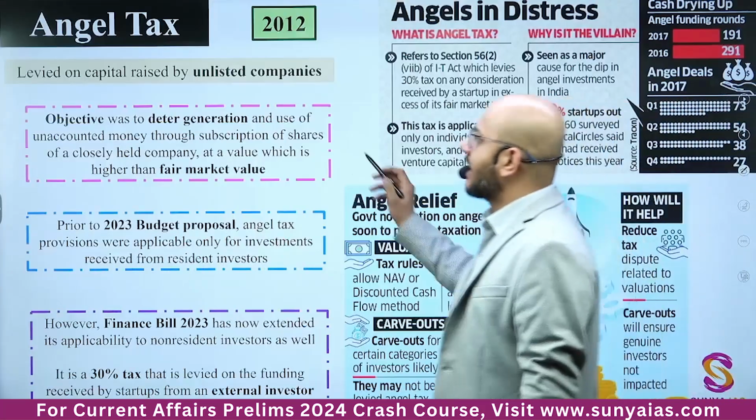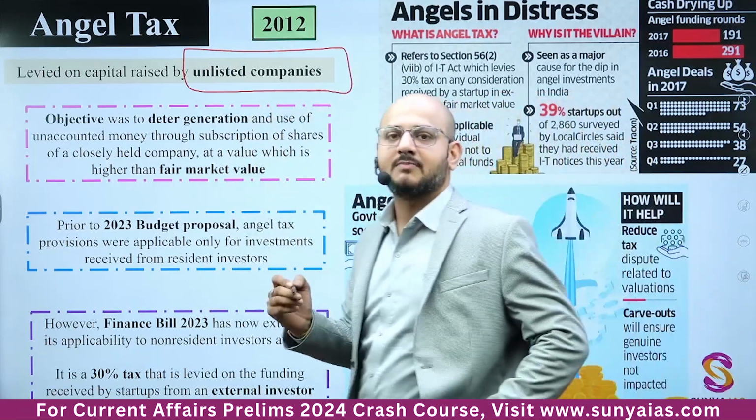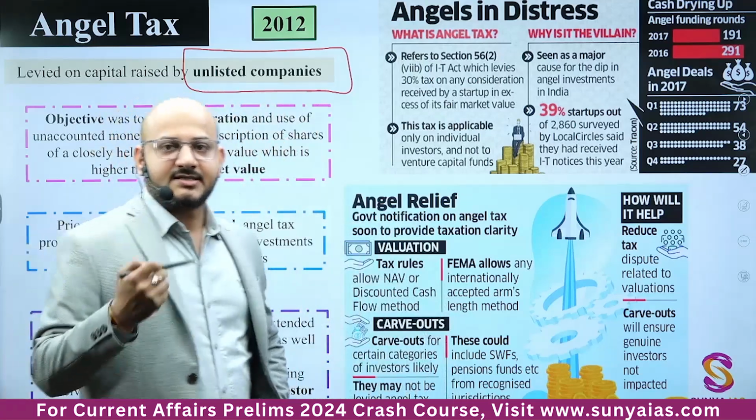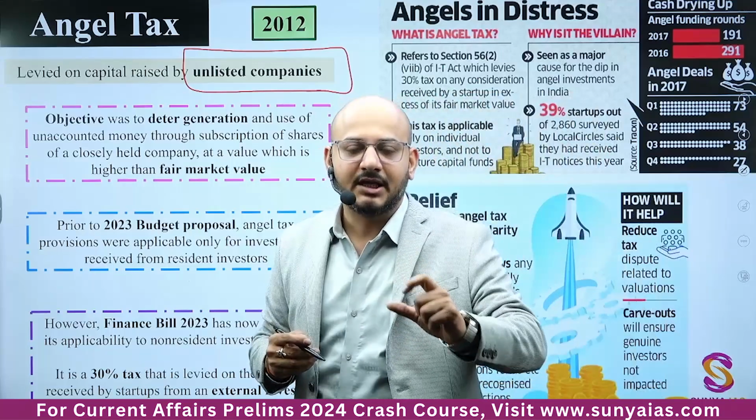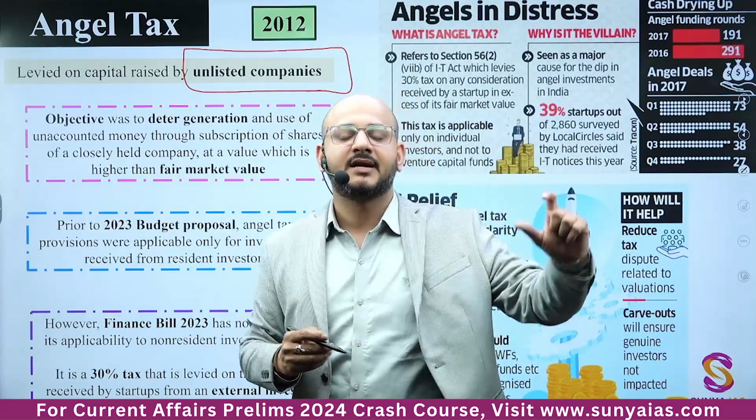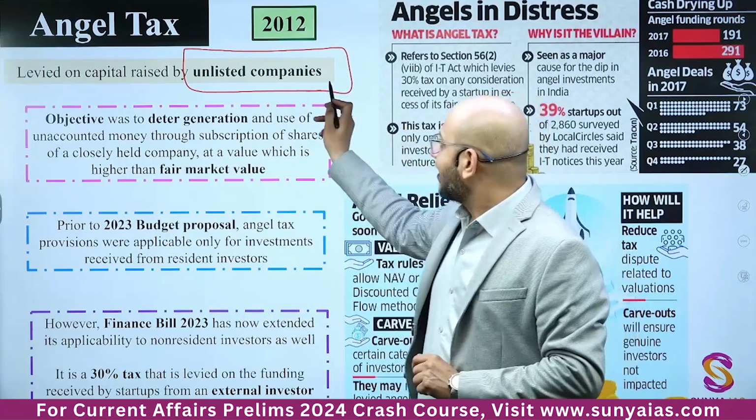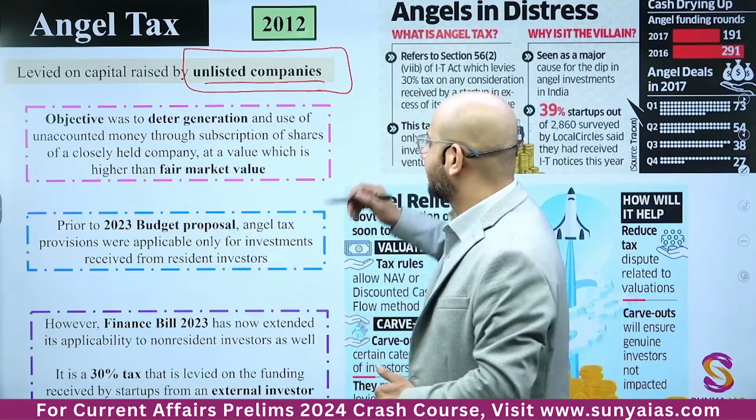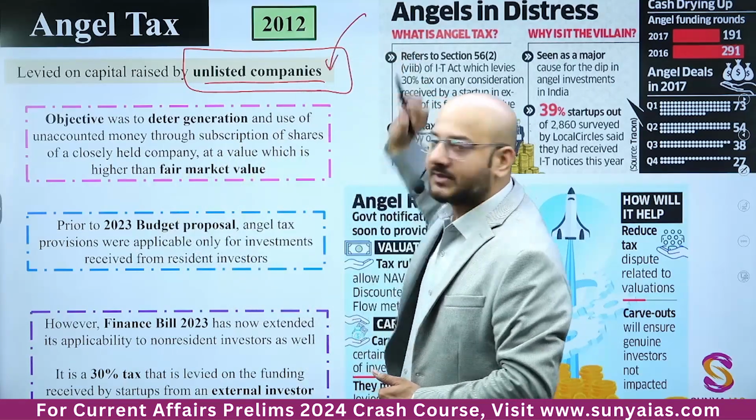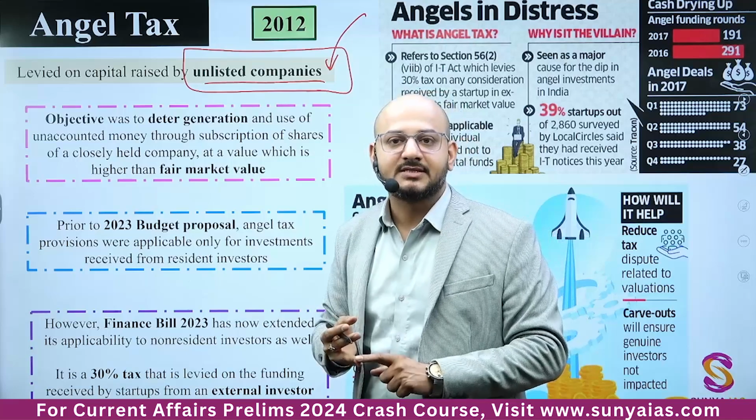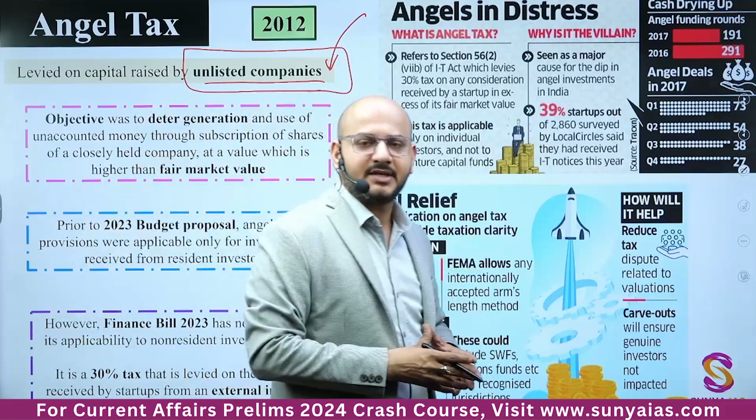Angel tax levied on capital raised by unlisted companies. Look, listed companies are those in the stock market; if they are listed on NSE or BSE, then what will happen? You can buy the shares, you can buy the equity. General people can open a demat account and contribute to the growth of that company. It can take money from the market. But unlisted companies are generally startups. They are not big enough for an IPO right now. So what happens? They take money from angel investors, from venture capitalists, or from general investors also, as you could have seen already in Shark Tank India.